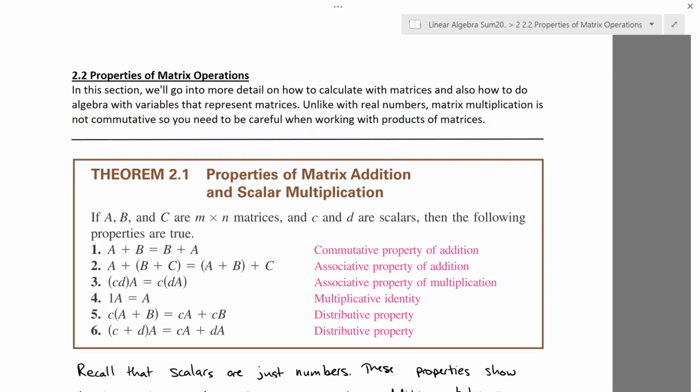This video covers section 2.2 on properties of matrix operations. In this section, we'll go into more detail on how to calculate with matrices and also how to do algebra with variables that represent matrices. So unlike when dealing with real numbers, matrix multiplication is not commutative. So you have to be careful when multiplying matrices together. But mostly the other properties follow as we're used to.